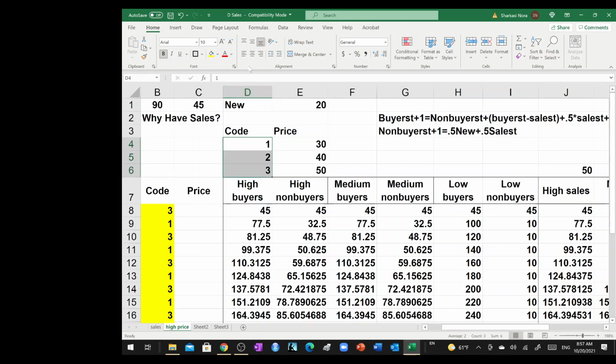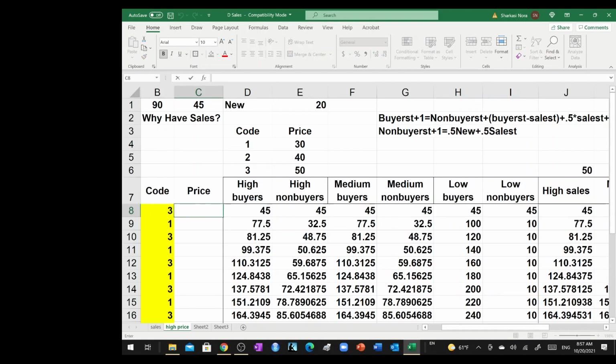This is a trick for you to learn. We add a code for each price: 1 for 30, 2 for 40, 3 for 50. And for each of these codes, this is the price that we are going to pull out. If I delete the prices here, this is a lookup table. So this lookup table says, if this code is a 3, give me the price.